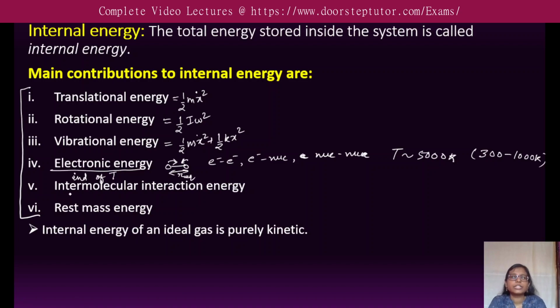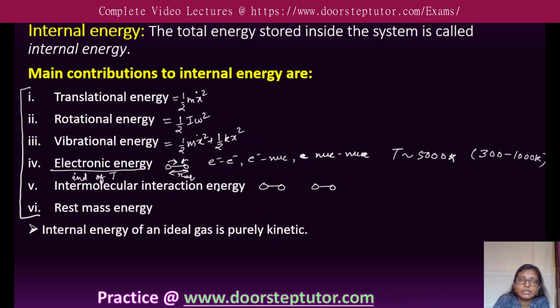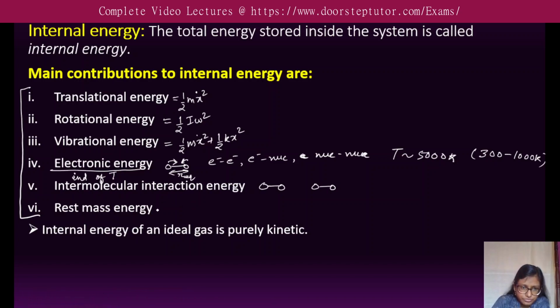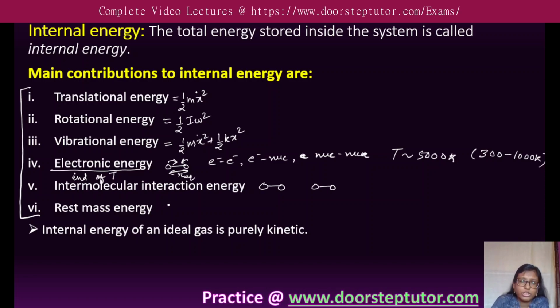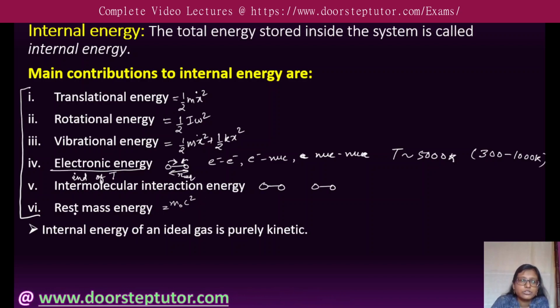So next we have the intermolecular interaction energy, which is due to interaction among different molecules, and this has the maximum contribution to the internal energy. Next we have the rest mass energy. If we consider the special theory of relativity, the relativistic case, then the molecules will also possess rest mass energy, which is equal to m0 c squared. This will also be independent of temperature.